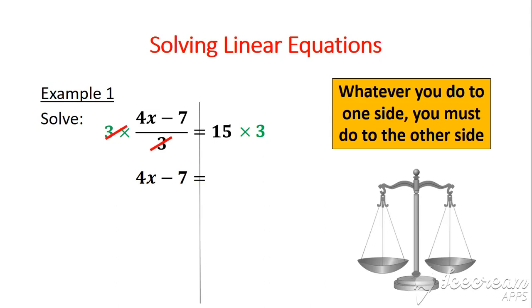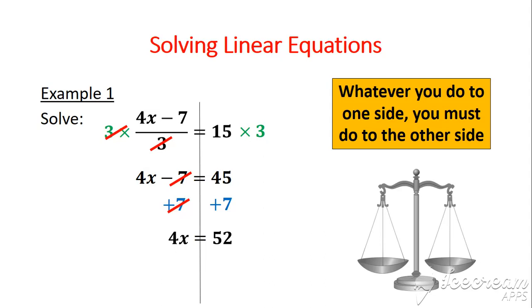On the left-hand side, that times 3 and divide 3 will cancel, and that leaves us with 4x minus 7. And on the right-hand side, 15 times 3 is 45. Now, step 2, let's plus 7 on both sides to get rid of the minus 7. So that plus 7 and minus 7 goes to 0, and that leaves us with 4x on the left-hand side. And on the right-hand side, 45 plus 7 is 52.